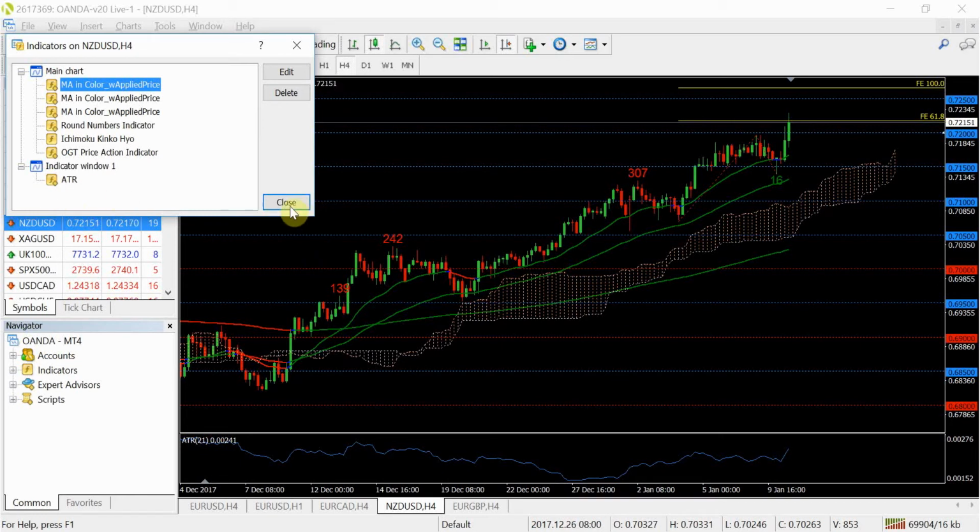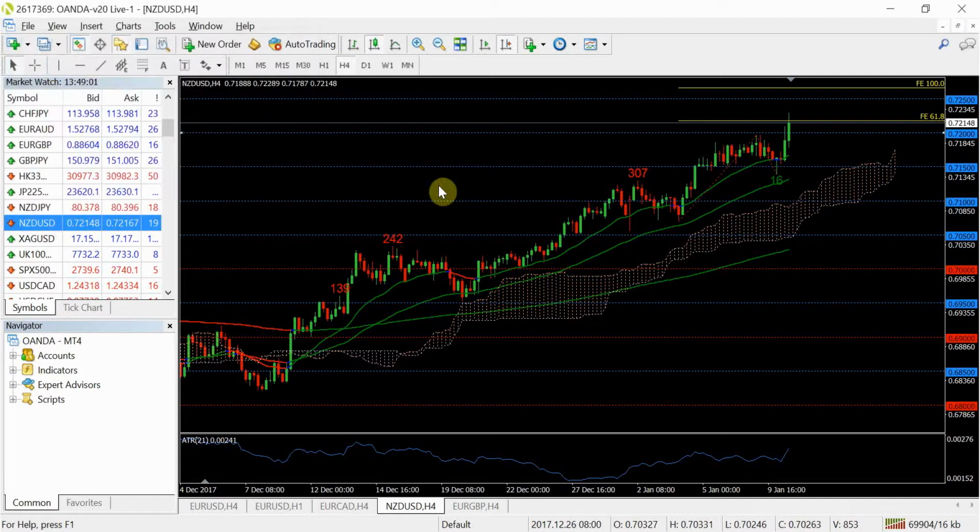I've also got the ATR, which I'll go through. There's a reason why I've got all these indicators up: it's really to identify the kind of structure and where I think price is going to go. I've also got a Fibonacci expansion on here, which I'll go through in a second.